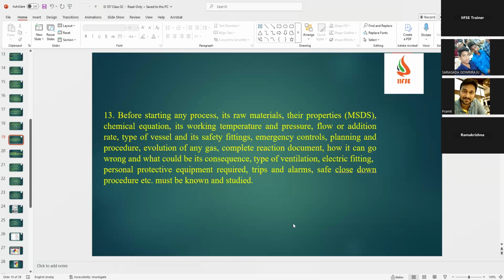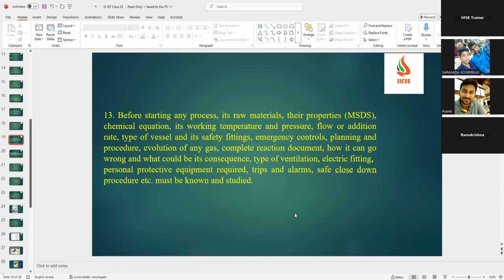So this point number 13 gives the complete picture of an employee who is attending or operating a reactor. When I say an operator is operating a reactor, he should know about the process, how this reaction can be carried out, and what raw materials he is supposed to take. Because it is not that you go and bring two barrels of chemical and pour them into the reactor. It is completely based on pipelines and motors.